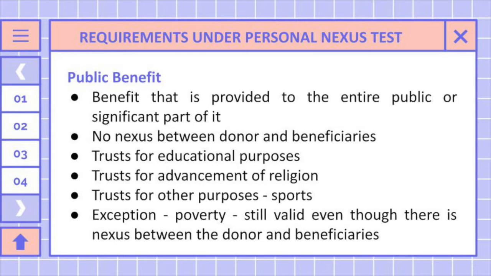I'm going to explain regarding the requirements under the personal nexus test. It should be for the public benefit, which is the benefit that is provided to the entire public or significant part of it. For the trust to be a valid charitable trust, there must be no nexus between the donor and the beneficiaries. Charitable trust can be created for educational purposes, advancement of religion, or any other purposes that benefits the public, such as sports. However, there is an exception for the personal nexus rule, which is under the cases of poverty. Under the cases of poverty, the trust is still considered valid even though there is a nexus between the donor and beneficiaries.